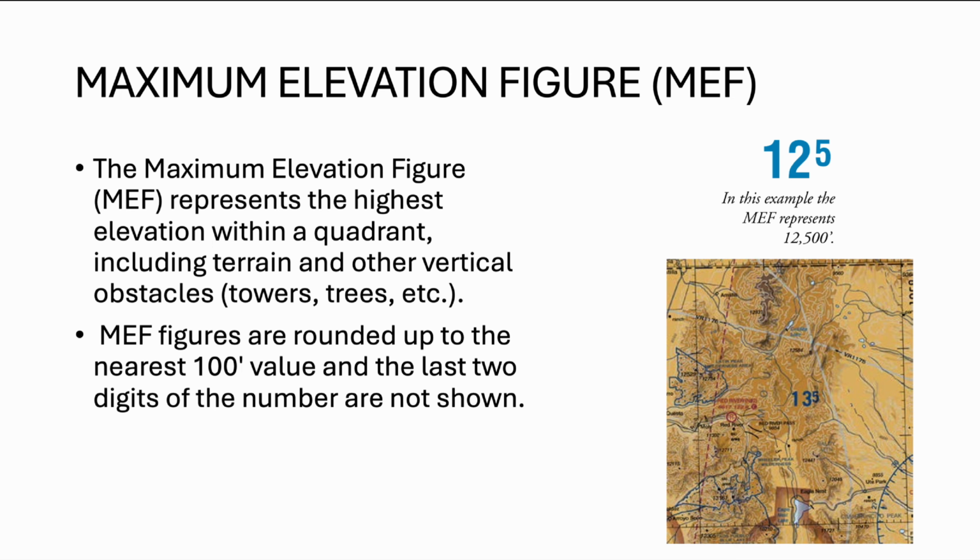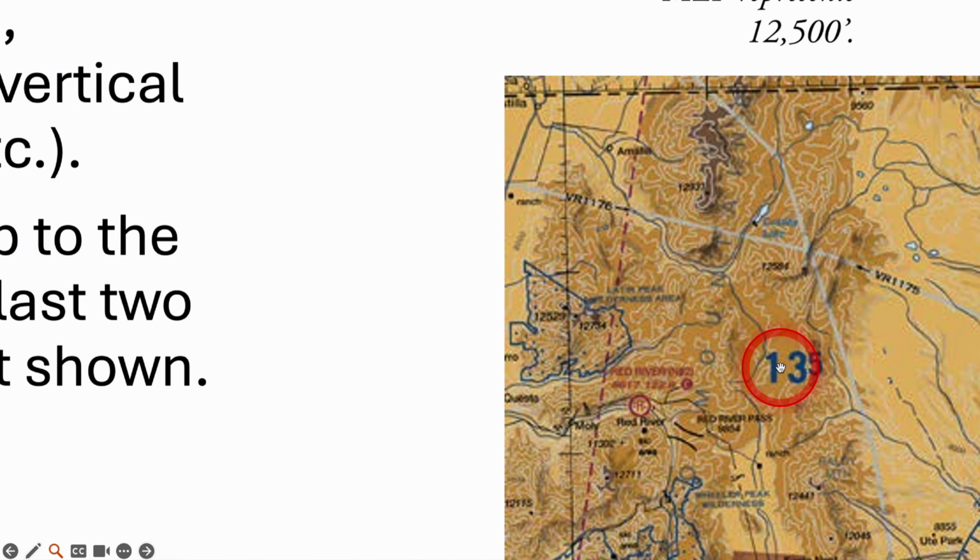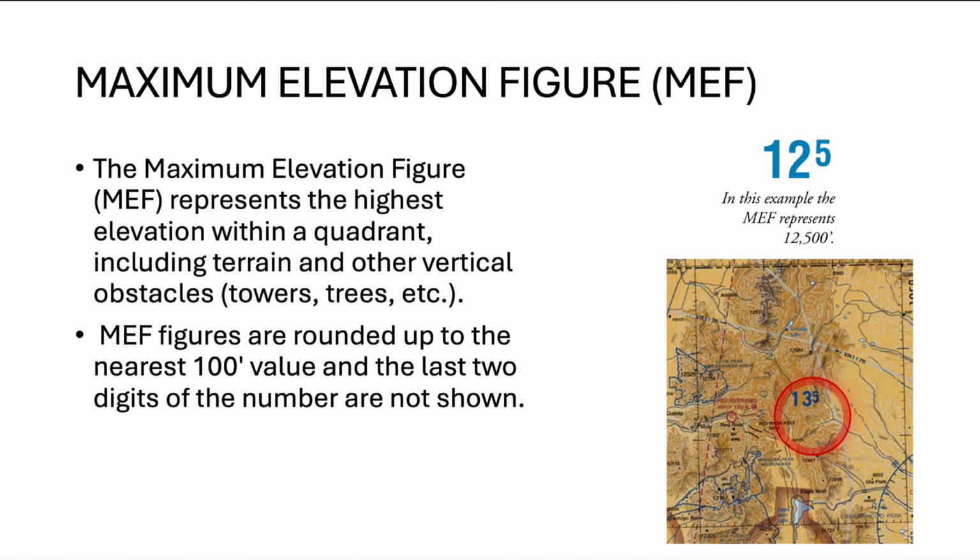Another symbol you'll see is called maximum elevation figure, and that's depicted as a large blue number like this on your aeronautical charts. And what that number shows you is the highest elevation within a quadrant. So that could be man-made or it could be natural. So it could be towers, trees, whatever, within a specific quadrant.